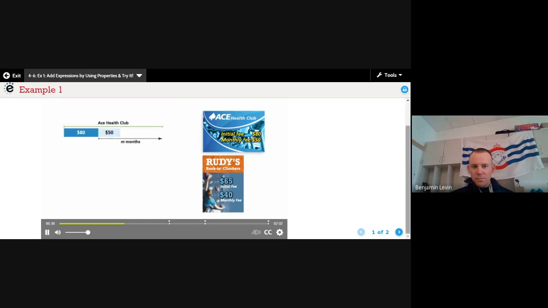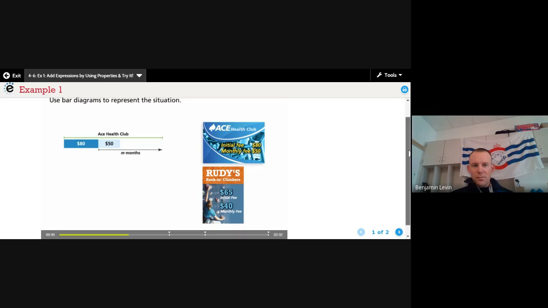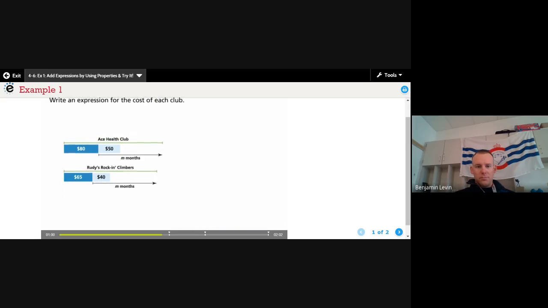This diagram represents the data for the ACE Health Club. It has an initial fee of $80 and a monthly fee of $50. This diagram represents the data for Rudy's Rock Climbing. It has an initial fee of $65 and a monthly fee of $40. Now write an expression for the cost of each club.